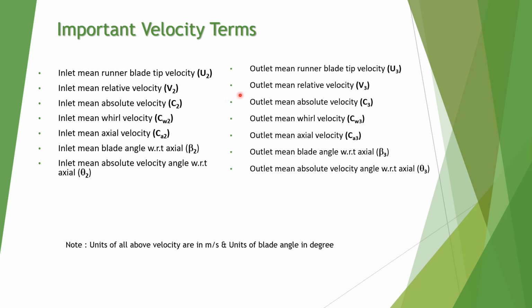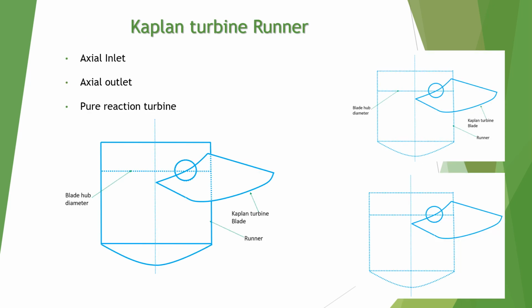Outlet velocity components: outlet mean runner blade tip velocity is u3, outlet mean relative velocity is v3, outlet mean absolute velocity is c3, outlet mean whirl velocity is cw3, outlet mean axial velocity is ca3, outlet mean blade angle with respect to axial is beta 3, and outlet mean absolute velocity angle with respect to axial is theta 3. The unit of all the above velocities is meter per second and the unit of blade angle is degree.